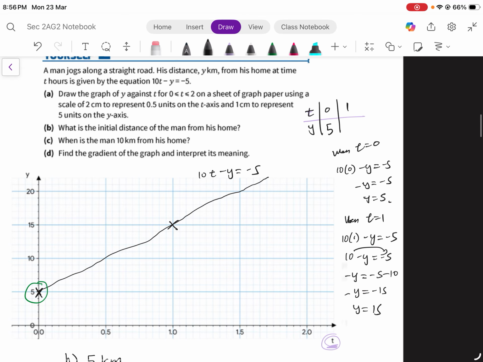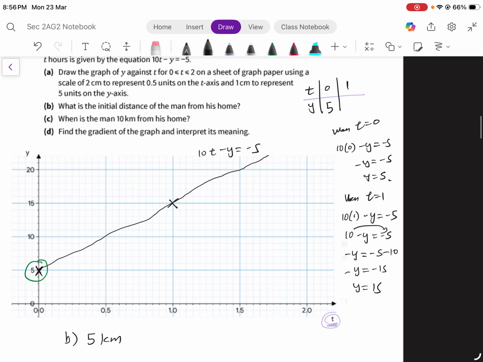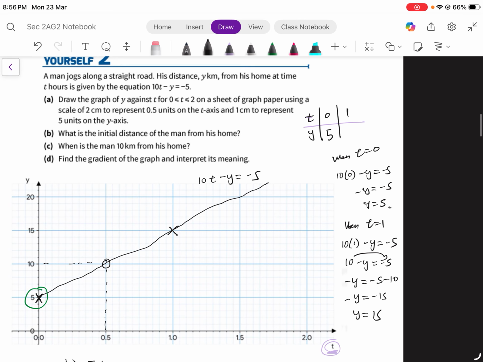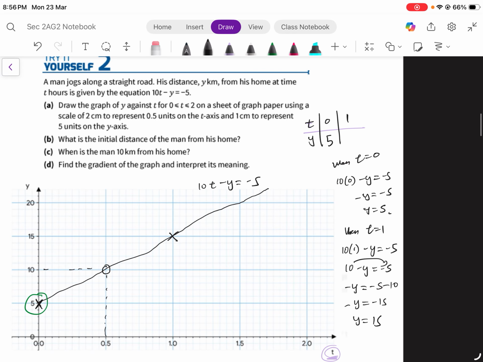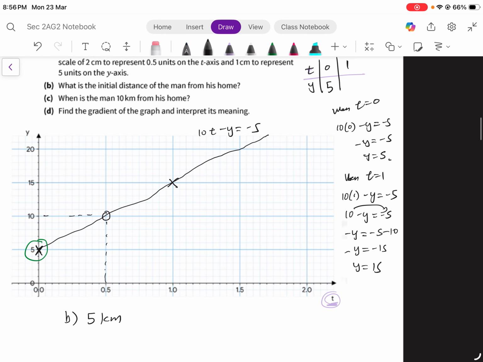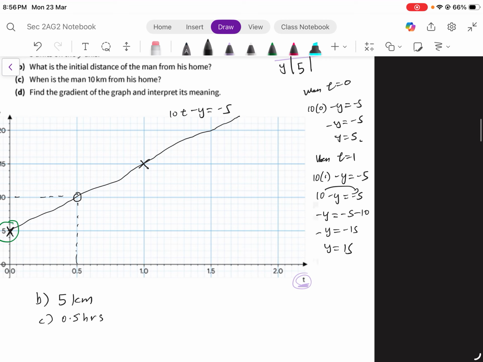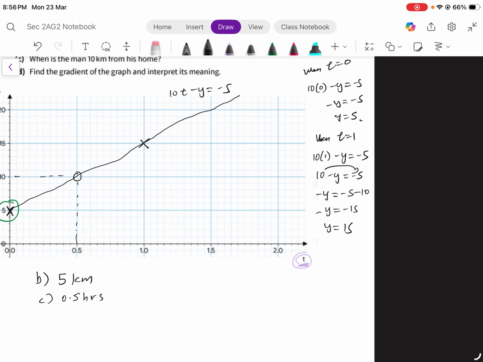Okay, when is the man 10 kilometers from his house? So following your line, if it's 10 kilometers, he is at 0.5 hours, right? Because this is t hours. So based on the graph, when is the man 10 kilometers away? 0.5 hours.